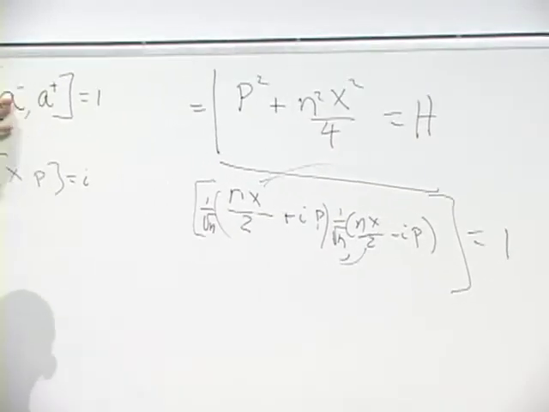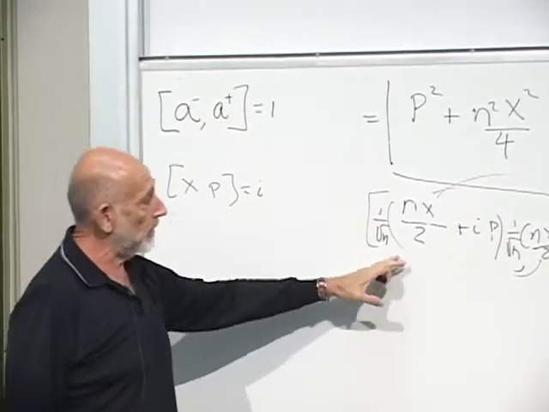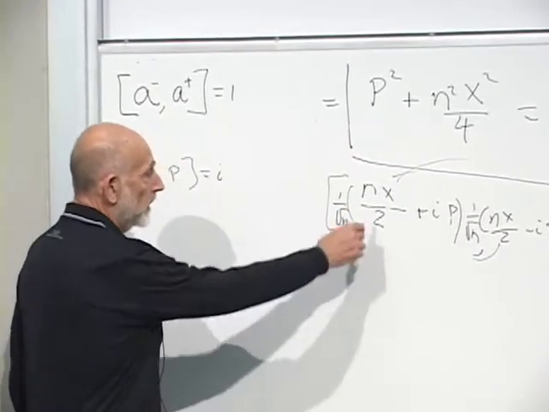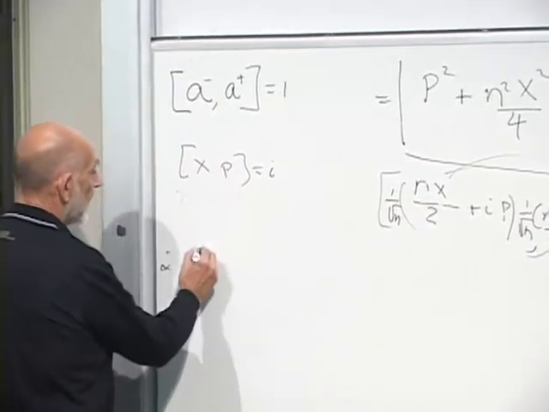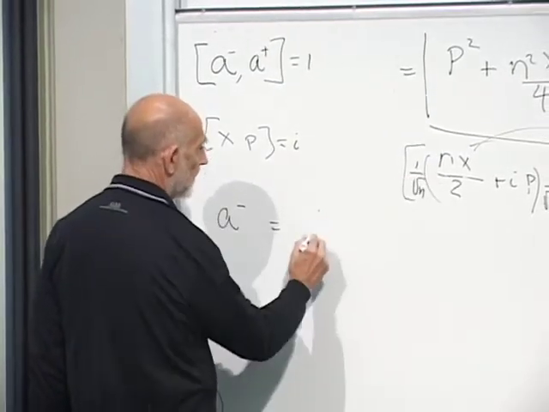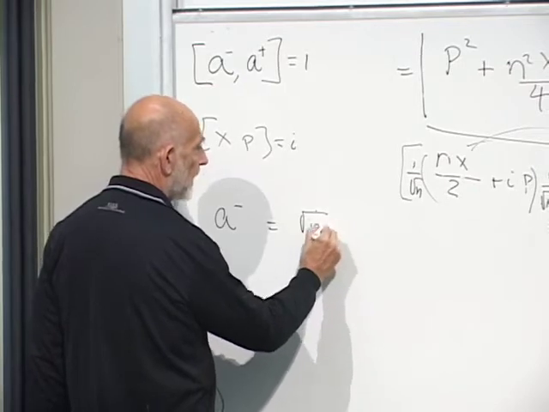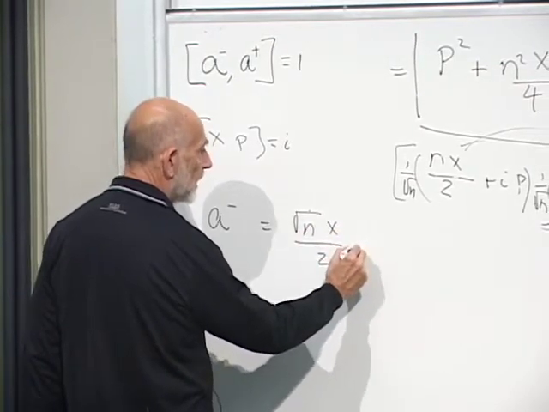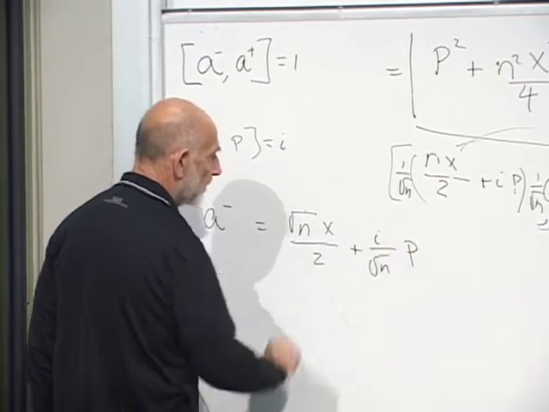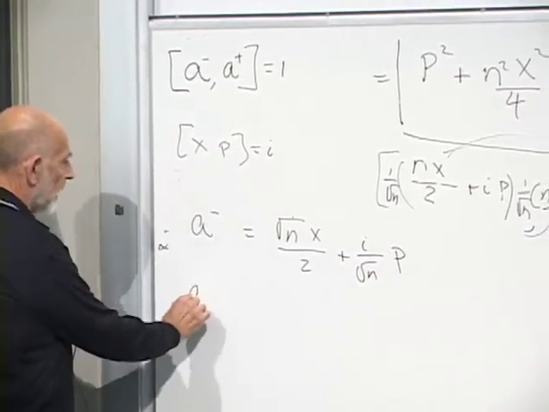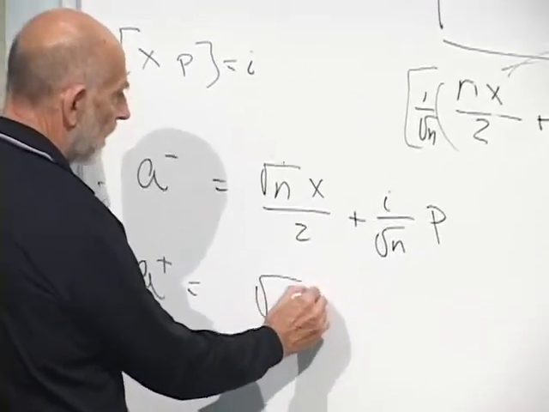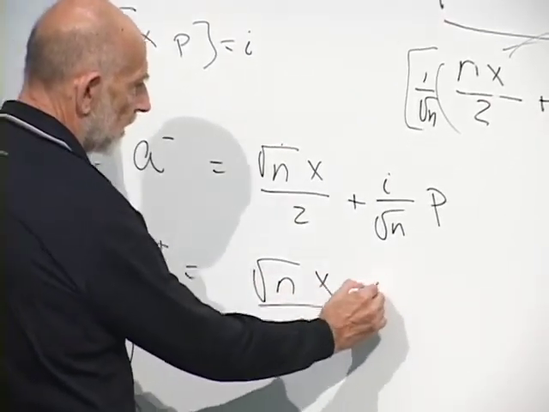If I had my creation and annihilation operators interchanged, I would get -1. So we then identify the annihilation operator A minus is 1 over the square root of n. That means square root of n x over 2 plus i over the square root of n p. And the creation operator is the same thing except with a minus sign.